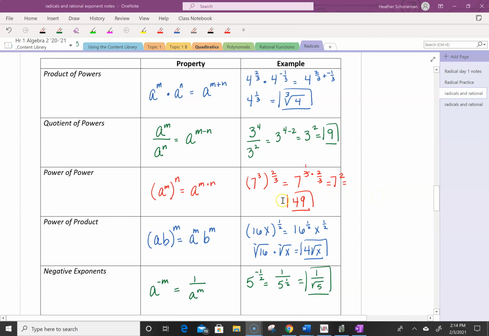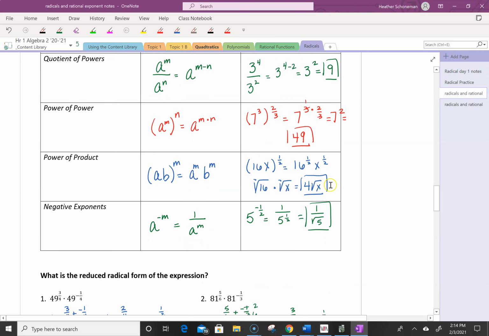All right, let's look at the third rule that's in red here in the middle. Power to a power. So if I have a to the m raised to the n, then I multiply the exponents. So if we look at this example, I have 7 to the 3rd raised to the 2/3 power. So I'm going to take 3 times 2/3. But before I multiply, I want to reduce. These 3's cancel, so I'm left with just 7 squared. And 7 squared is 49.